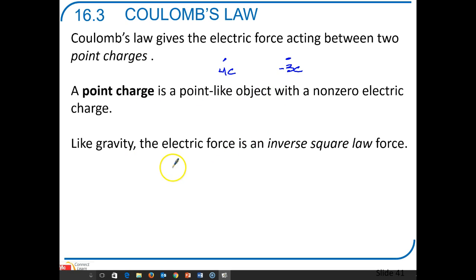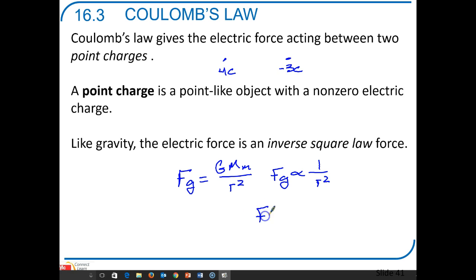So like gravity, the electric force is an inverse square law force. If you remember the force due to gravity, Fg, that's equal to big G times the mass of the larger object times the mass of the smaller object, all divided by the distance between them squared. So we said that this is an inverse square law because it's proportional to 1 over r squared.